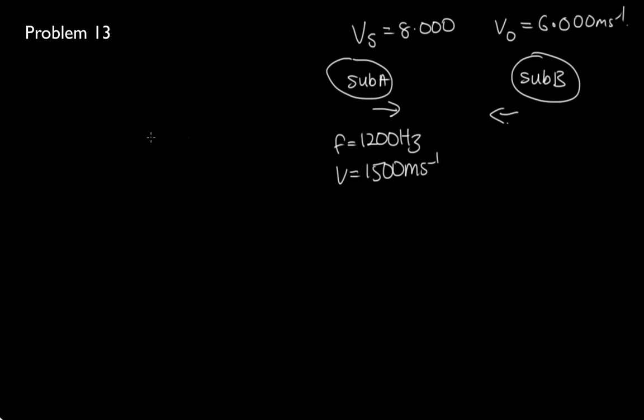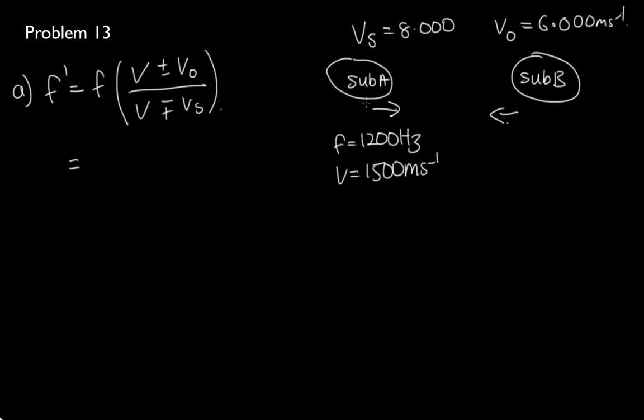does sub B detect? So we're going to need to use our Doppler equation. F dash, so the frequency detected by the observer, is equal to F, the frequency produced by the source, over V, the velocity of sound in the medium, which in this case will be 1500, plus or minus the velocity of the observer over v minus or plus the velocity of the source. Now in this case they're both approaching each other, so for both of them we use the top sign.